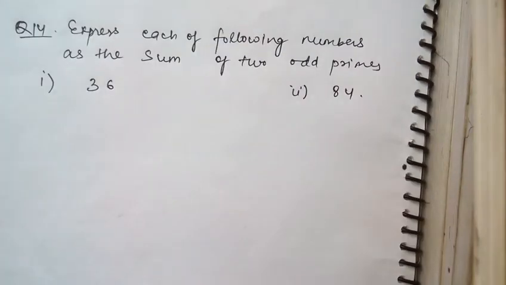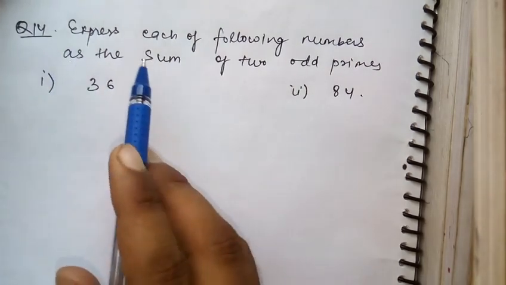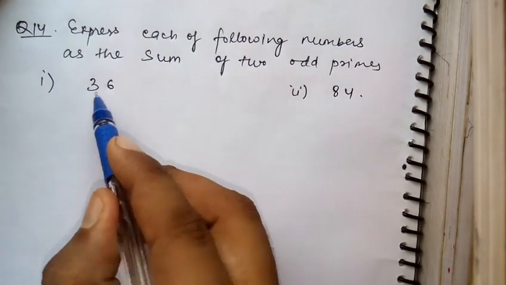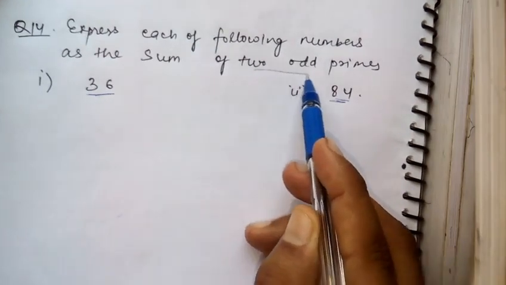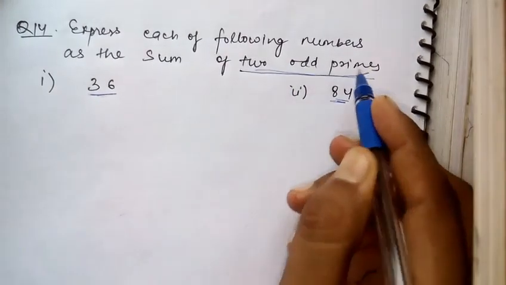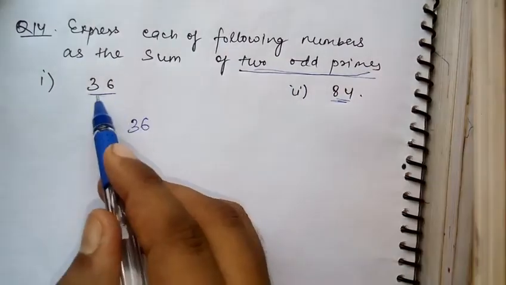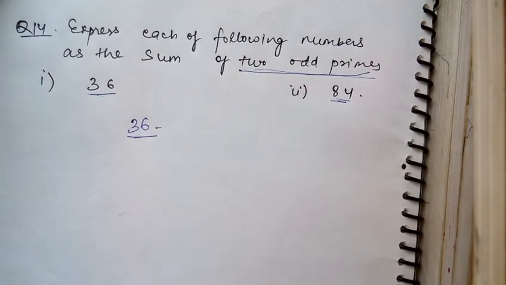Now students, let's solve some more questions of exercise 2a, question number 14, in which we have to express the given numbers as a sum of two odd primes. So the first number is 36.